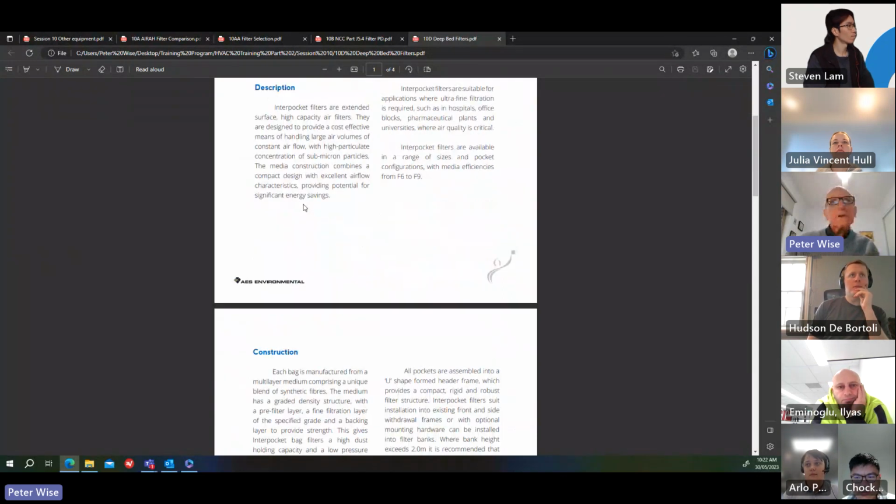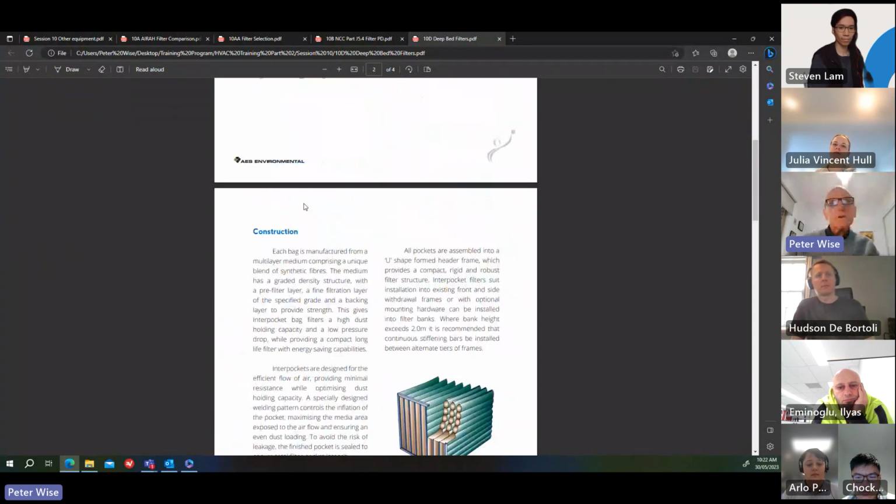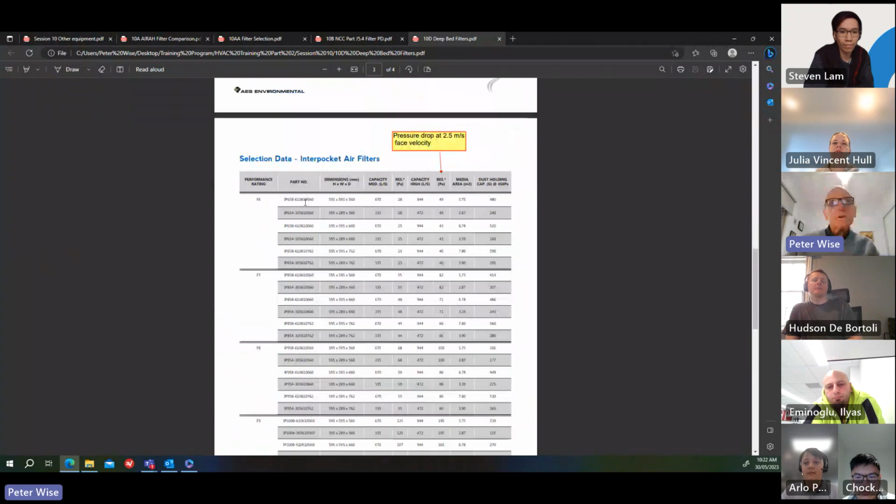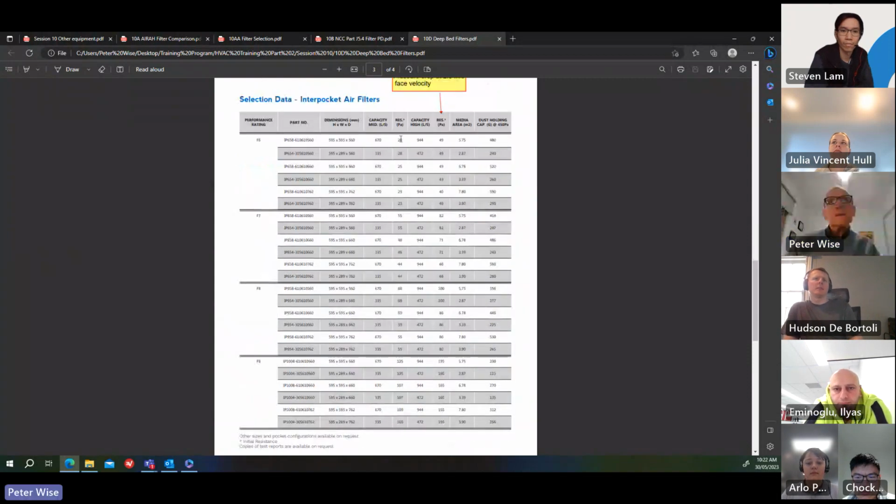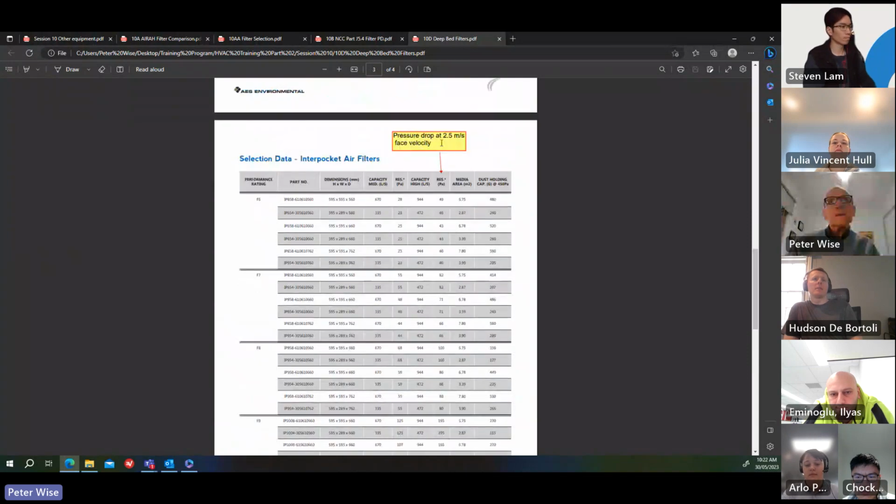So again, there's all these ratings, F6, F7, F8, F9, and the technical details, the sizes, airflow capacity and resistances. And again, these resistances are at 2.5 meters a second, which is the design velocity when you're selecting filters, no higher than 2.5.